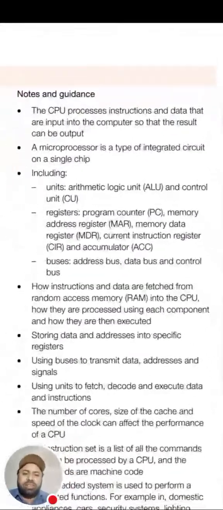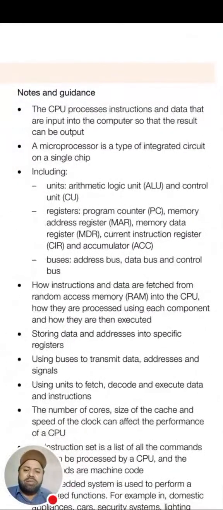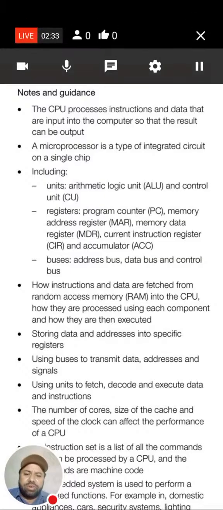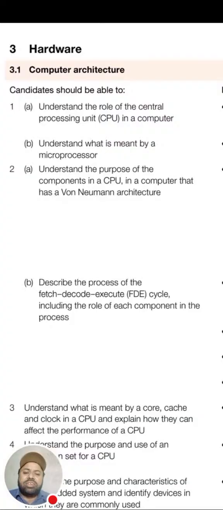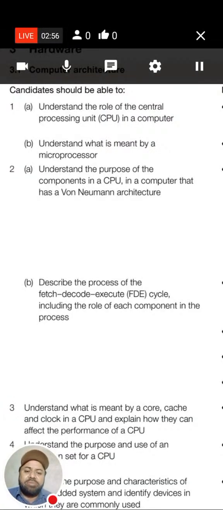We see the notes here. The CPU processes instructions and data that are input into the computer so that the result can be output. Just like I have told you, it's for processing data. A microprocessor is a type of integrated circuit, an IC, on a single chip. We can also understand what is meant by a microprocessor, and understand the purpose of the components in the CPU in a computer that has Von Neumann architecture. It's a well-known architecture of the CPU, on the basis of which it is built.